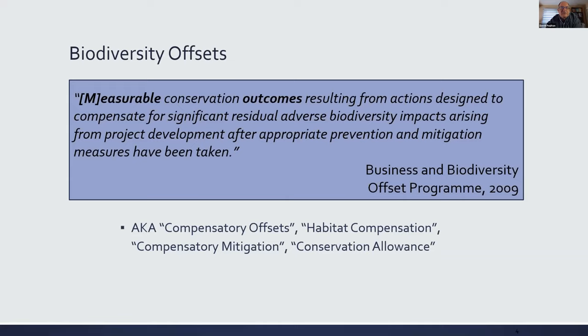verbiage and terminology. Some of these terms at the bottom you see coming up in the literature or in different programs. They are all more or less synonymous, although they may have particular nuances to their particular use. By the way, the Business and Biodiversity Offset Program was an international collaboration of about 85 environmental organizations, businesses, financial organizations, and government agencies, and operated from 2004 to 2018, and issued a series of quite authoritative publications on different aspects of offsetting.